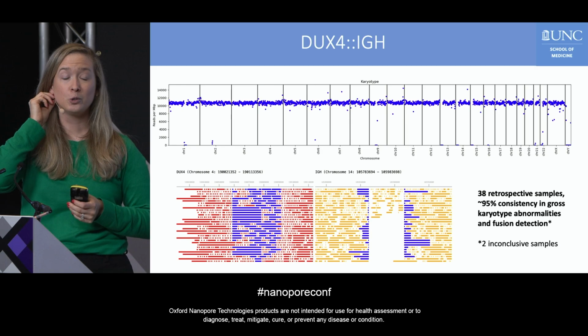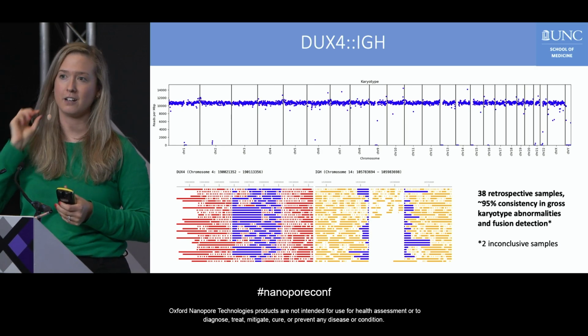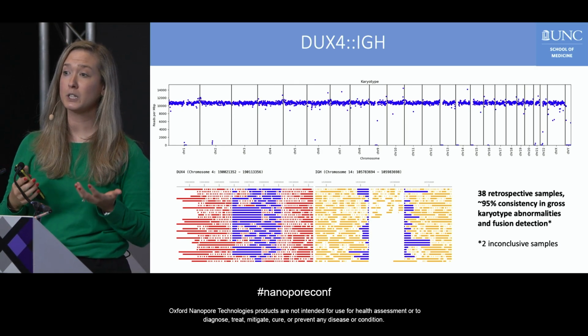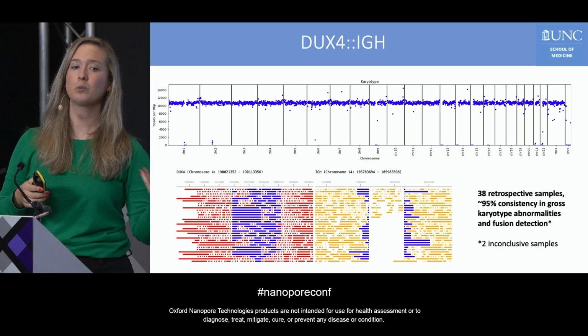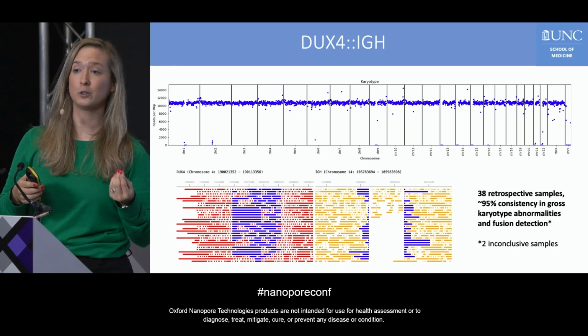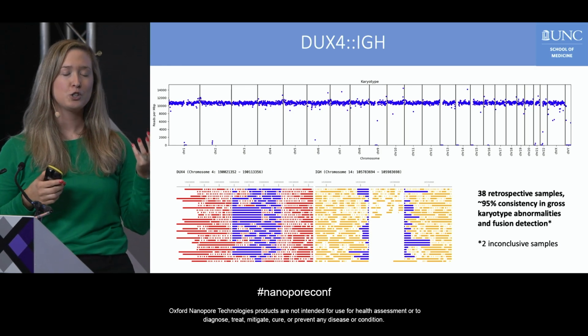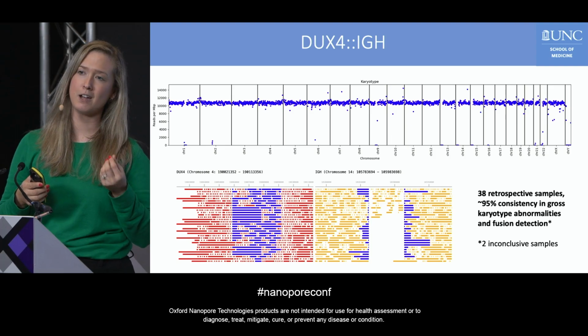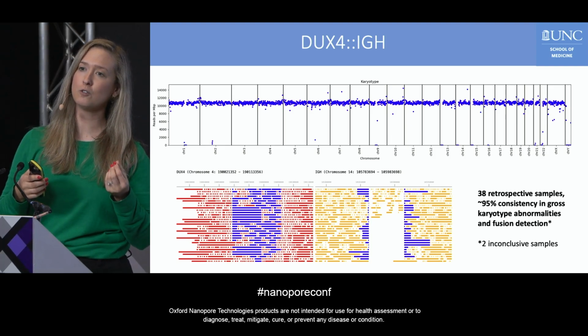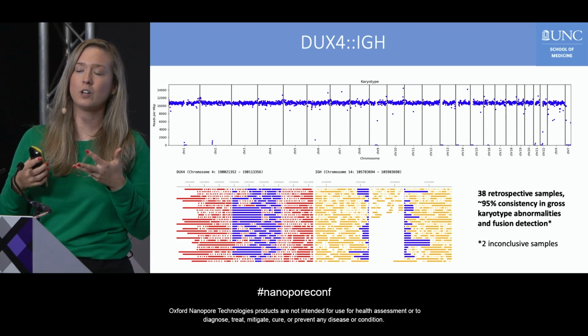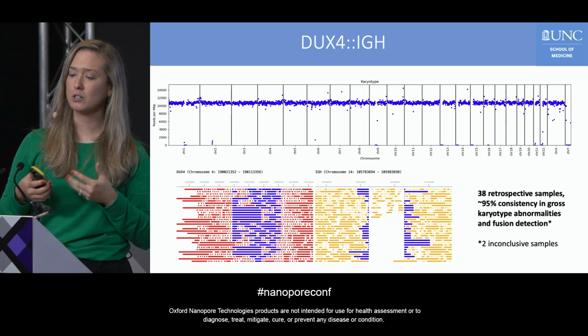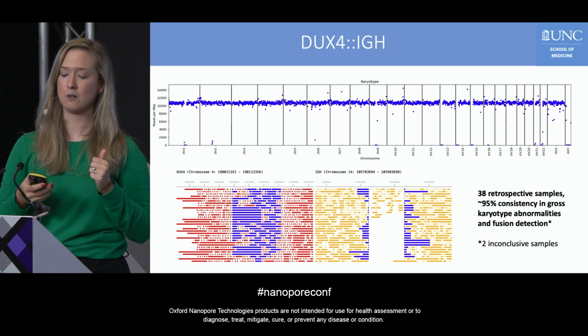So in total, we ran 38 of these samples, and we saw really good consistency with what was determined in a clinical setting. There were 2 inconclusive samples that were not inconsistent with clinical findings, but we couldn't confidently call a classification, mostly due to low blast count.